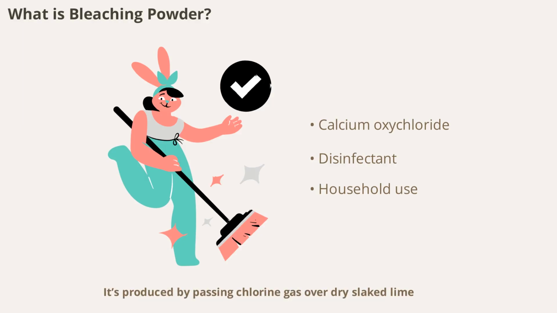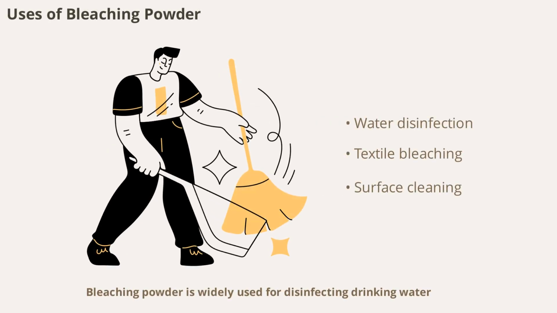It's produced by passing chlorine gas over dry slaked lime. Bleaching powder is a staple in households and industries for its strong cleaning and disinfecting properties. Bleaching powder is widely used for disinfecting drinking water, bleaching fabrics in the textile industry, and cleaning surfaces.